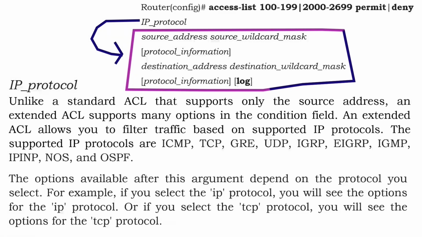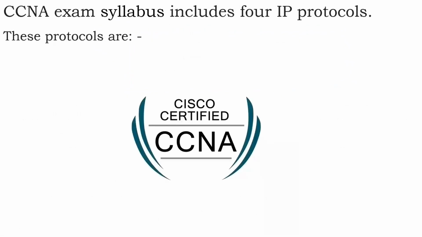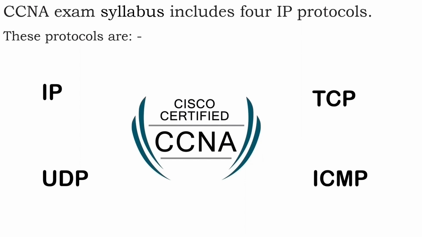For example, if you select the IP protocol, you will see the options for the IP protocol. Or if you select the TCP protocol, you will see the options for the TCP protocol. The CCNA exam syllabus includes 4 IP protocols. These protocols are IP, TCP, UDP, and ICMP. Before we discuss the options of these protocols, let's understand the types of filtering.